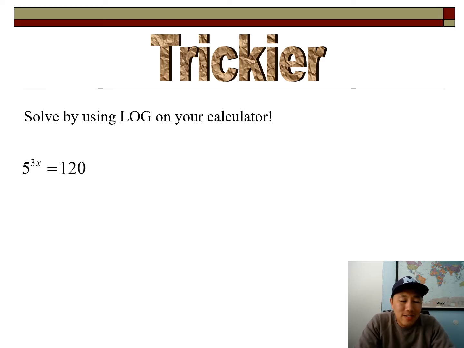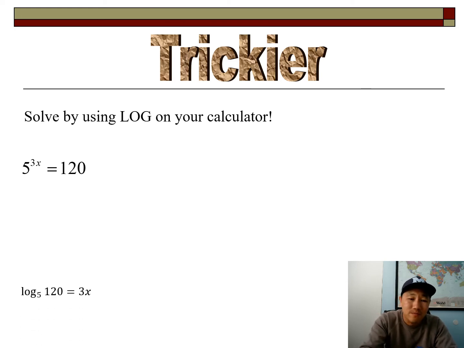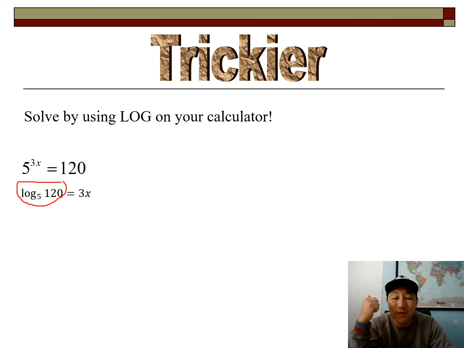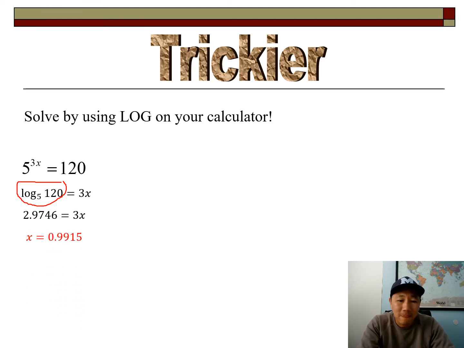All right, so this is in exponential form. The variable is in the exponent. Go ahead and change it to log form. There it is in log form. Then you're going to punch this into your calculator. Again, if you have a newer calculator, use the log base on the calculator. If you don't, use change of base. Either way, you should get 2.9746. And then there's one step after that, and that's just to divide by 3. There it is.